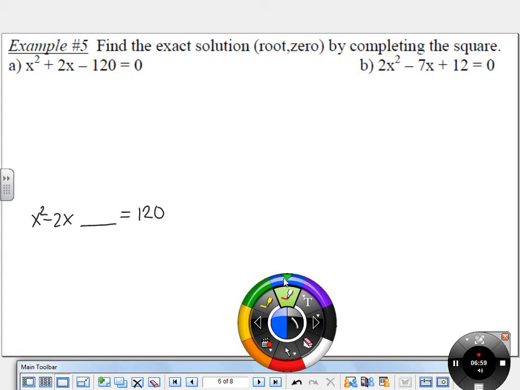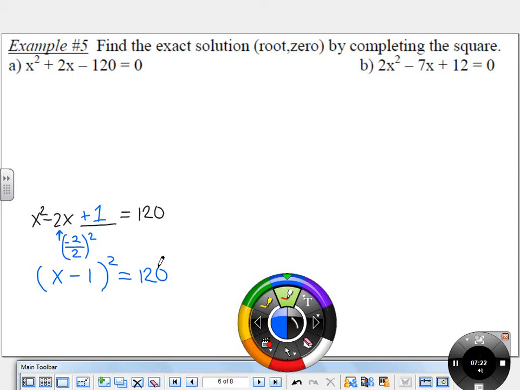Then we're going to figure out what the perfect square would be, and again, we can take that middle term, divide it by 2, and square it, which in this case, that will give us 1. If you did this correctly, then what you have on the left side of this equation should factor as a perfect square. And in this case, it does. It factors as x minus 1 squared.